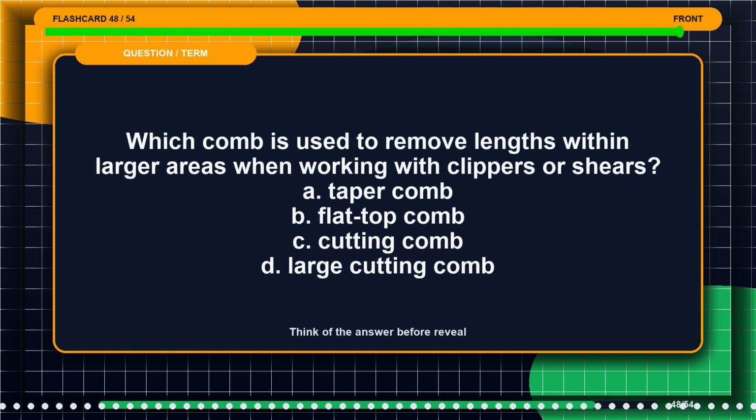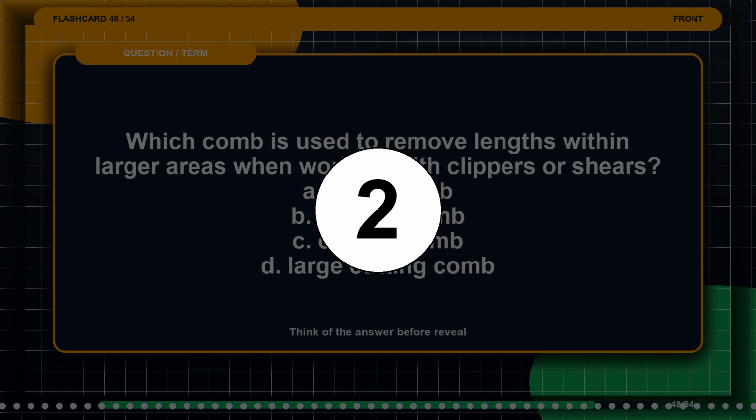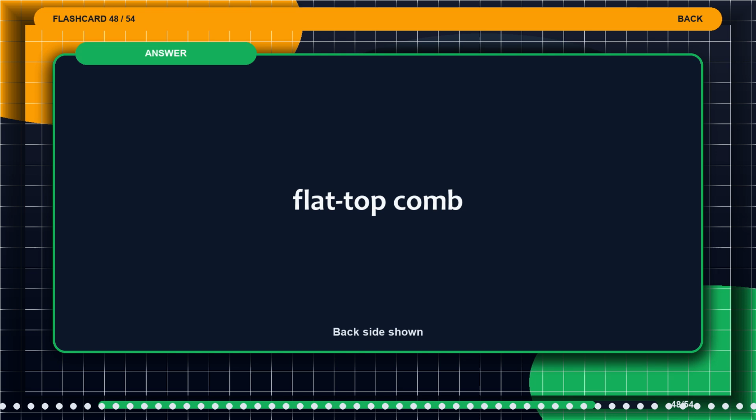Flashcard 48. Which comb is used to remove lengths within larger areas when working with clippers or shears? A. Taper comb. B. Flat top comb. C. Cutting comb. D. Large cutting comb. Pause and think of the answer before the reveal. The answer is flat top comb.